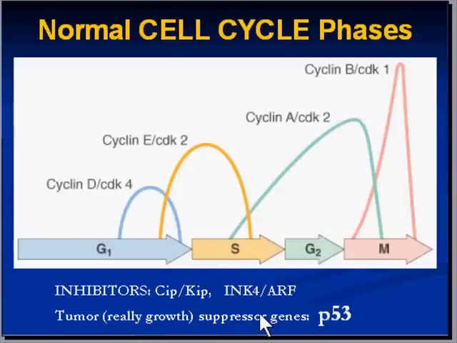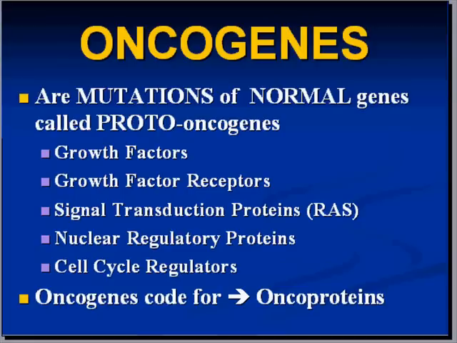In addition, we'll see that there is a whole variety of what we call tumor suppressor genes. And really, they are not tumor suppressor genes. They're normal growth suppressor genes, but somehow they got the name tumor suppressor genes. They don't suppress tumors, they suppress normal growth. And the most widely studied gene in that area is P53.